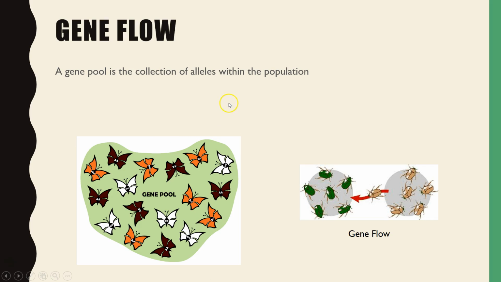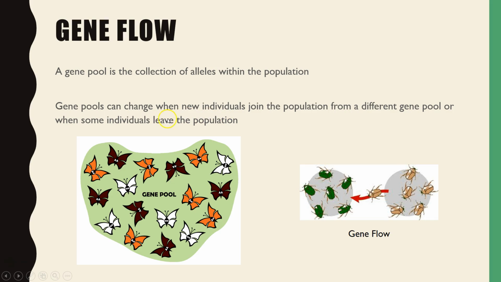Now we've got gene flow. Gene flow is where you have a collection of alleles in the population, and those can change when individuals join the population from a different gene pool or when some leave. So this is about migration of alleles. Here's our initial gene pool. We have one over here, that particular beetle moves over there. So it's about migration, which will be emigration and immigration, your two types of migration that can occur.